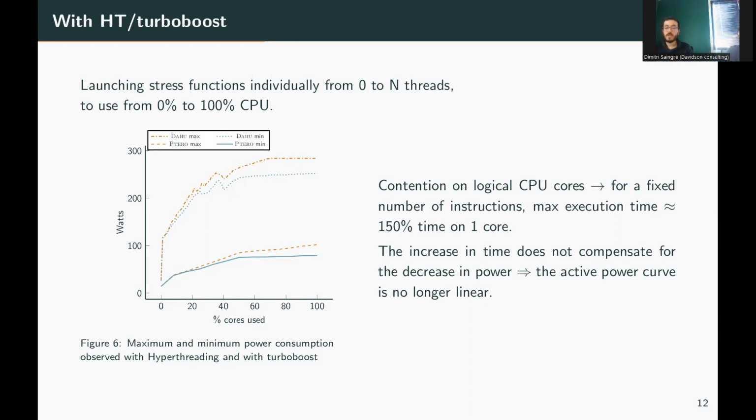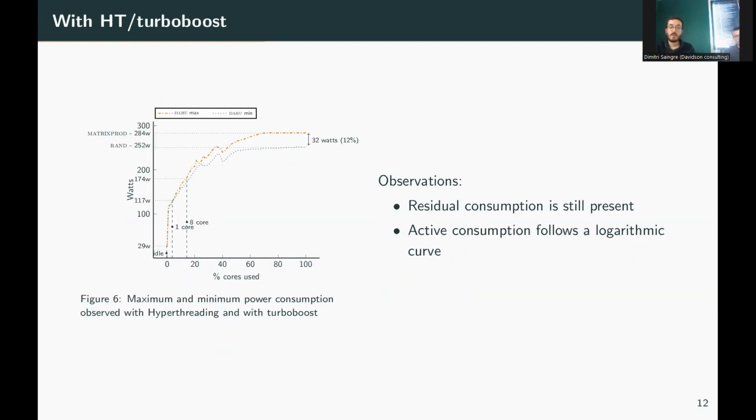And so here the active power curve is no longer linear, it's more logarithmic, and the server is more energy efficient at highest load. And yeah, you can see this logarithmic curve here. So we observe that the residual consumption is still present, and as I said, we have a logarithmic curve for the active energy consumption.